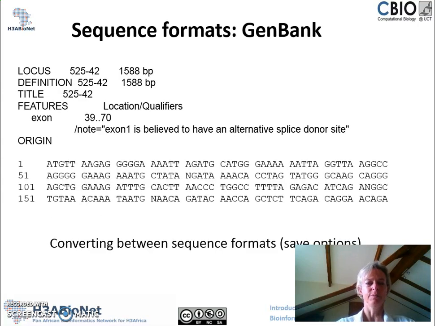There are other formats, however. So there's GenBank format, where there's a bit of information about the particular sequence. Usually it comes from GenBank, so it needs this annotation. And then these lines are actually numbered, so it's just a different format. And you can usually convert between sequence formats in most sequence analysis programs by just saving it in these different formats.